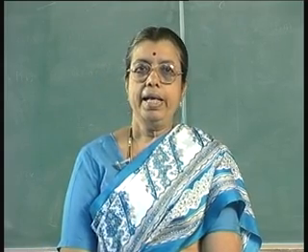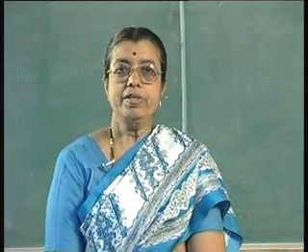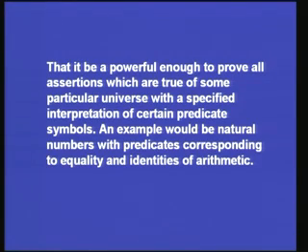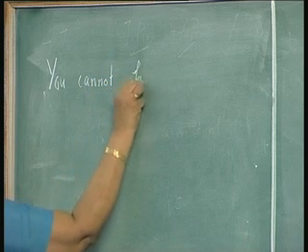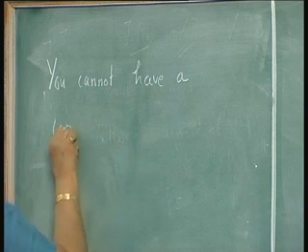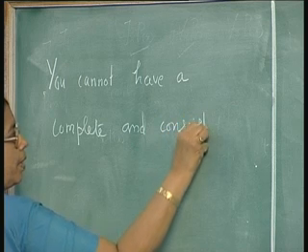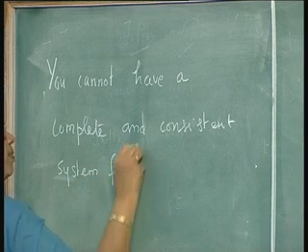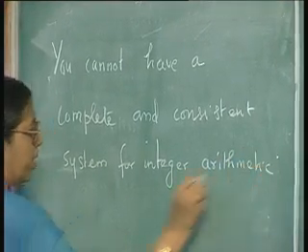And Gödel showed that this not being successful is rather inherent in the system itself. That is, you cannot be successful in dealing with problems of such type. What he proved is you cannot have a complete and consistent system for integer arithmetic. This is called Gödel's incompleteness theorem.